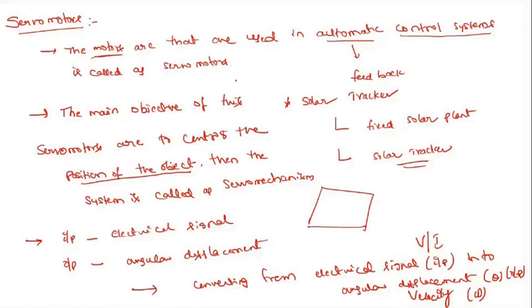So I have explained three points. One is the definition of the servo motor, and the best example for servo motor, the solar tracker. The main objective of this servo motor is to control the position of the object. And the next one is, what are the features of servo motors? These things will be asked for short questions only. It is not an essay question, just short questions.